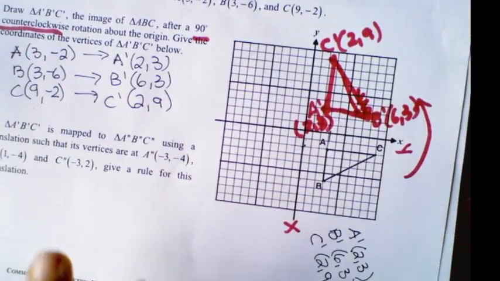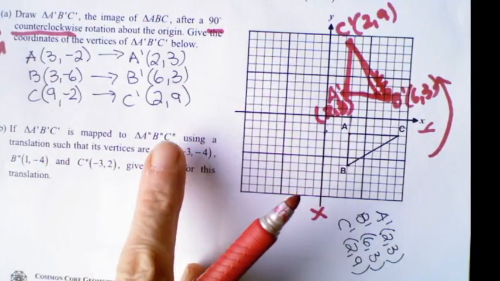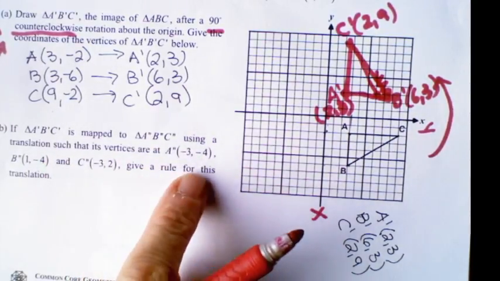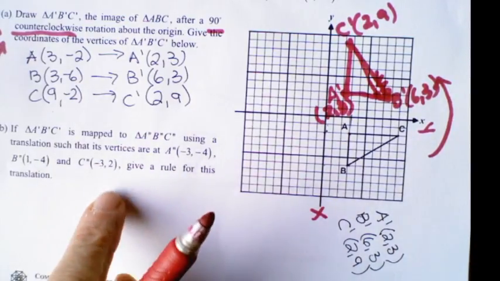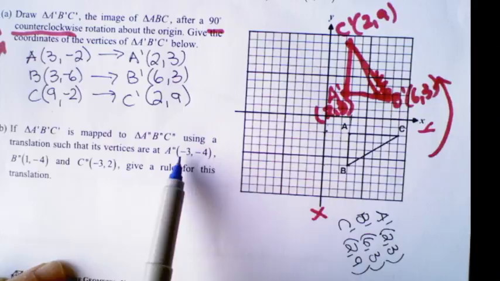Part B. If this new figure, A prime, B prime, C prime, is mapped again using a translation such that its vertices end up here, tell what happened to move it there. Give a rule for this translation. So let me pick up a different color so again you can see what I'm doing. I'm going to use blue. And let me map these new coordinates.